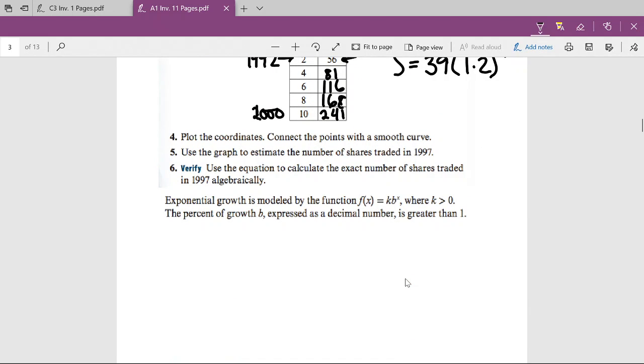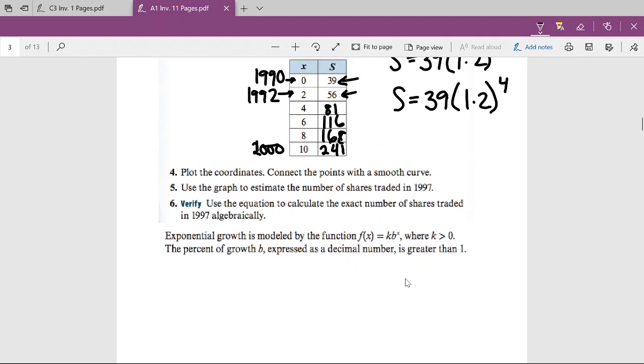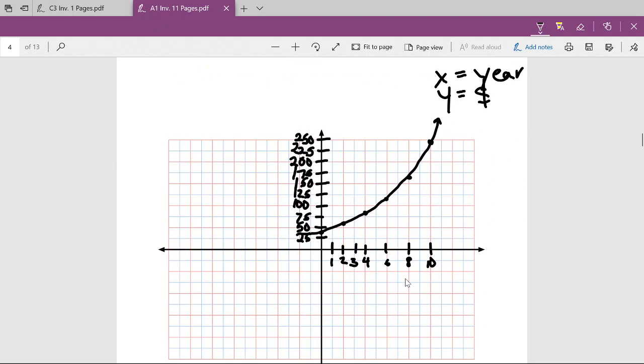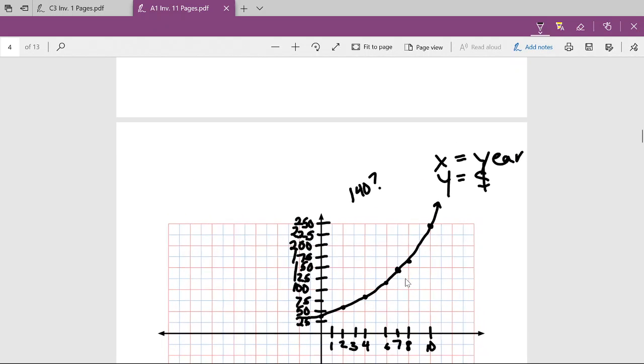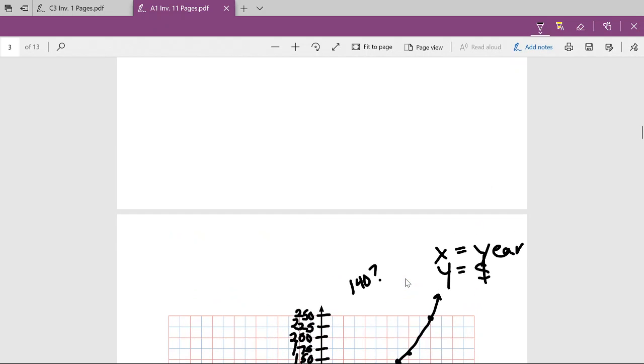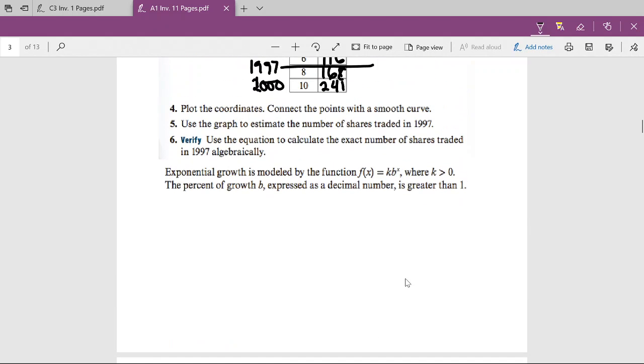Use the graph to estimate the number of shares traded in 1997. So that's right in between, like here. We would want 1997. Well, if we're looking at our graph here, that means that I'm looking right here at 7 years after 1990, so about right there. On my graph, it looks like it's below that 150 mark, somewhere like maybe 140, okay, 140.